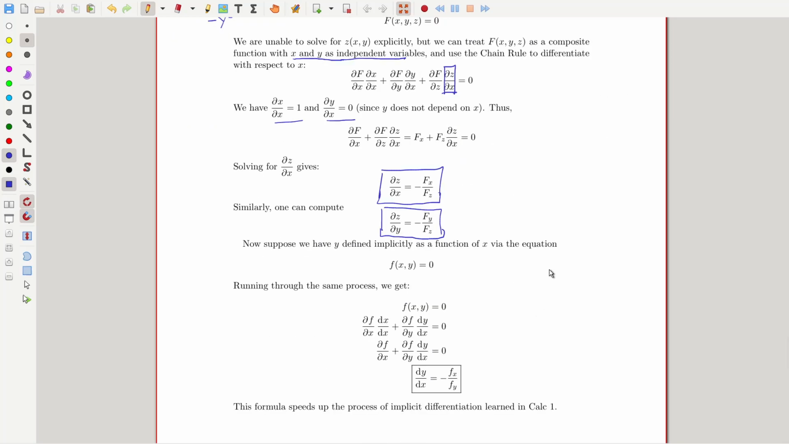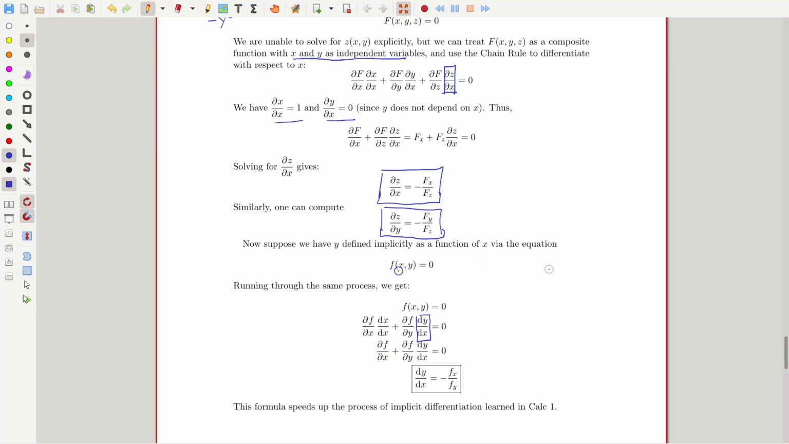Okay. Now, how does this relate back to the implicit derivative of Calc 1? Well, now that we have partial derivatives, let's take the implicit derivative of this. So little f is a function of two variables, and so we would take the partial derivative with respect to x and with respect to y. And then say we're thinking of y as a function of x, and we're aiming to calculate dy/dx.